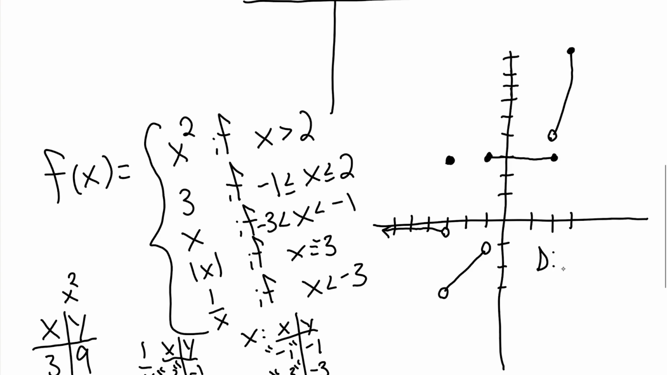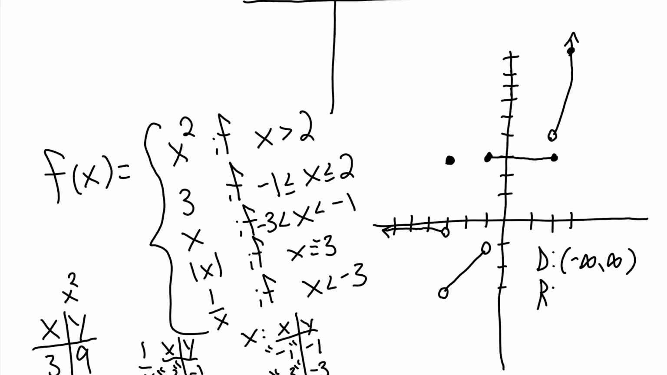The domain, believe it or not, is all real numbers, right? Every x value is accounted for here. We made sure of that. Unless I missed one, but it doesn't look like it, right? Everything looks good. There's always a closed circle or point somewhere, right? This should be going to infinity. I didn't make that clear, right? Like that's going to keep increasing. So there should be an arrow on the end of it. But yeah, so everything is good there.